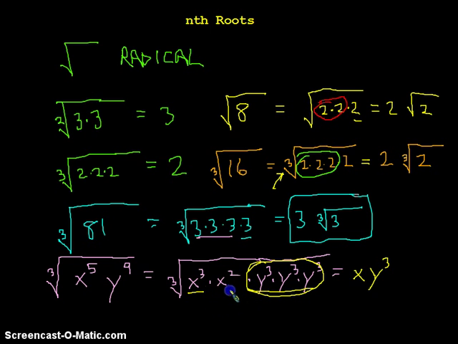And then what I'm stuck with is this x squared. And it's stuck under the radical, just like this 2 was and that 2 before. And we still have a cube root. That does not change. So this would be our answer.